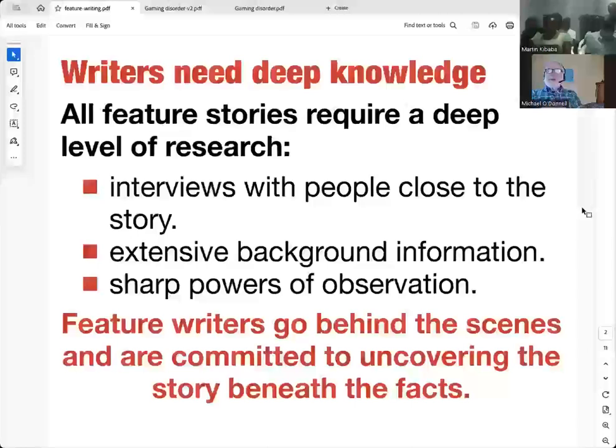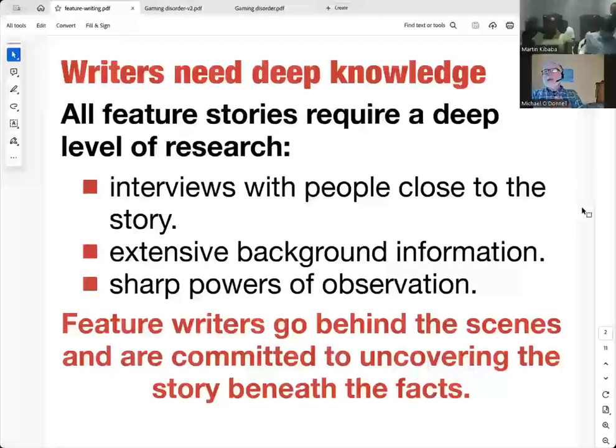And then sharp powers of observation. We talked about this too, that you have to describe things to people. And he does a little of that too. And it's effective when he does do it. So you want to go behind the scenes and commit yourself to uncovering the story behind the facts.